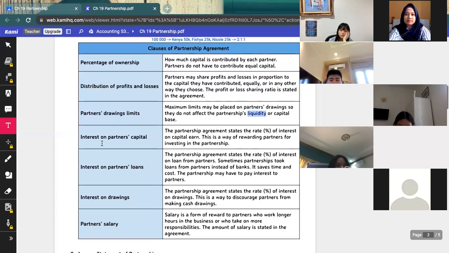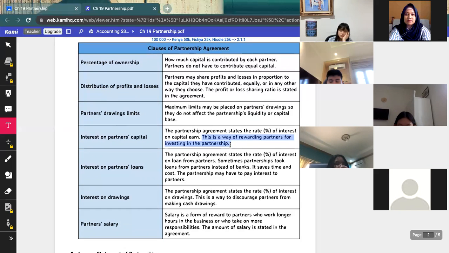Next, interest on partners' capital. So there is capital contributed and there is also interest on capital. What is actually interest on partners' capital? The partnership agreement states the rate of interest on capital earned. This is a way of rewarding partners for investing in the partnership. So interest on partners' capital is actually a return, a percentage of return given from the partnership to partners.